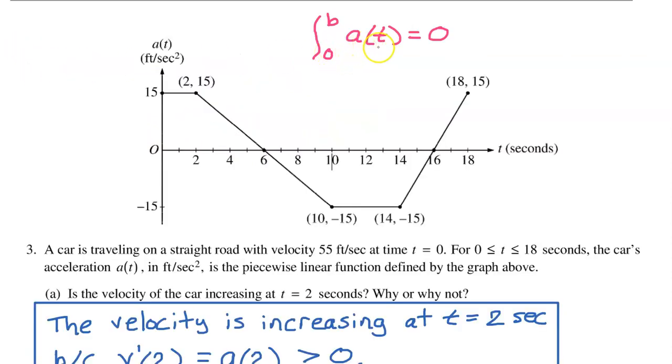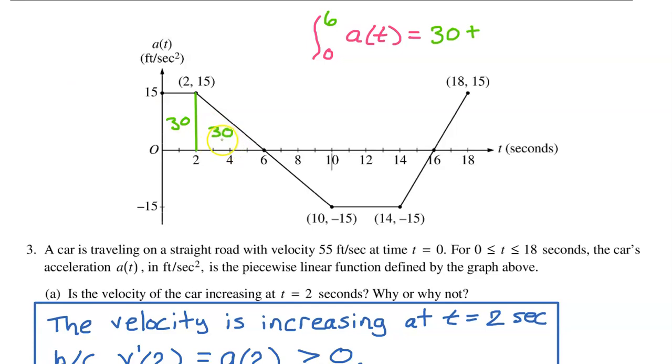The integral of acceleration from 0 to b will be the area between the curve and the x-axis from 0 to whatever b turns out to be. From 0 to 2, the area under the curve is this rectangle. This rectangle has an area of 30 because the base is 2 and the height is 15. Remember that area above the x-axis is considered positive, while area below the x-axis will be negative. So the integral from 0 to 2 is 30.